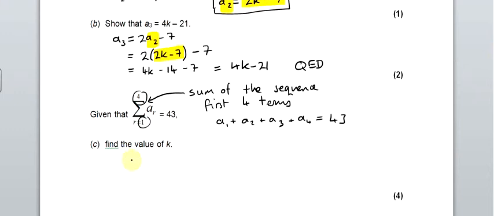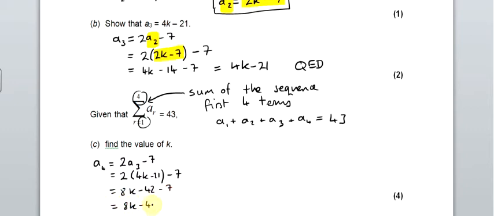So let's do that. So the fourth term is equal to 2 times the third term minus 7. So it's 2 times, now the third term is given to us here, it's 4K minus 21 minus 7, which gives us 8K minus 42 minus 7, which is 8K minus 49.